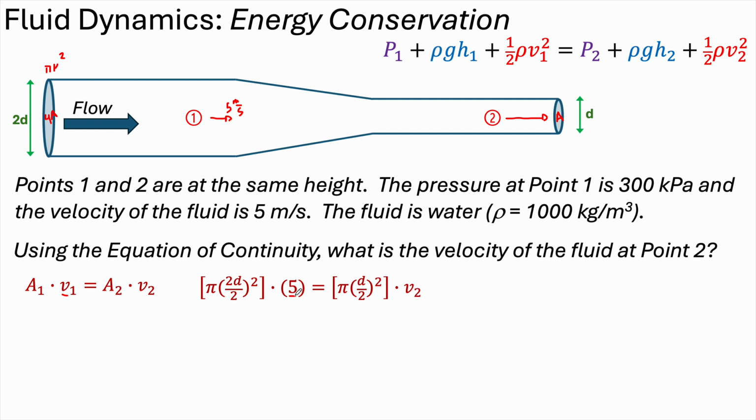And some of you might say, oh, it's obvious already. It's going to be 20 meters per second. And you'll be absolutely correct. Why? The area became 4 times smaller, so the velocity has to get 4 times bigger.